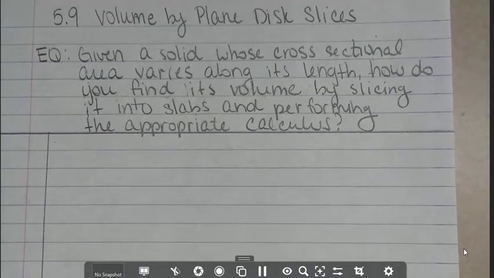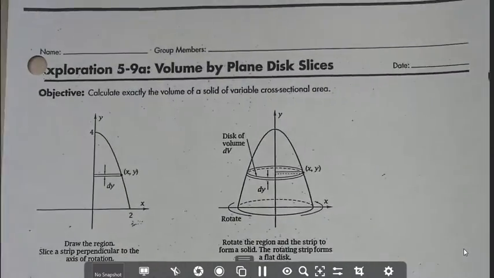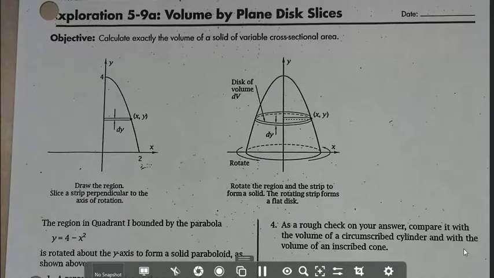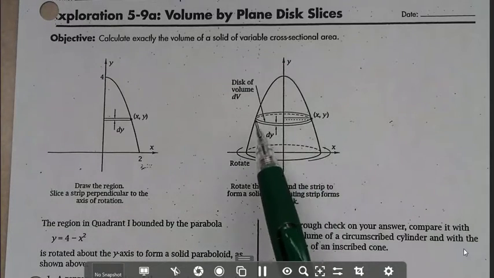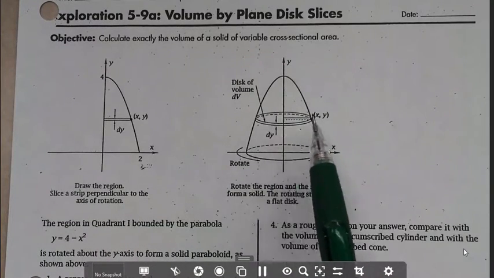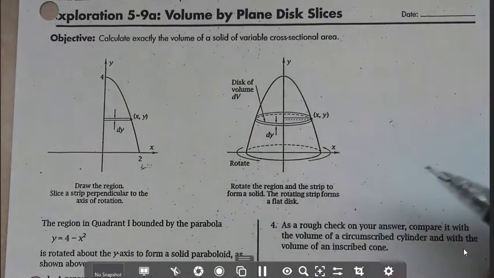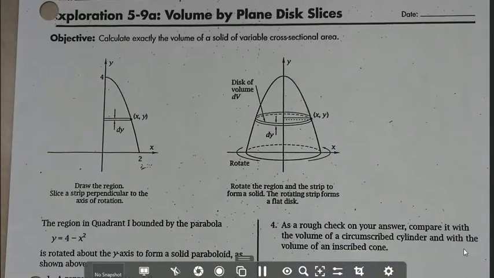So that's where we are, and we are going to start by doing this exploration to help us understand what is happening. For this solid, you have to use your imagination here. Imagine this is somebody's head, like a cone head. Do you guys remember the cone heads? So this is somebody's head, it is solid, and we're looking for the volume of it.